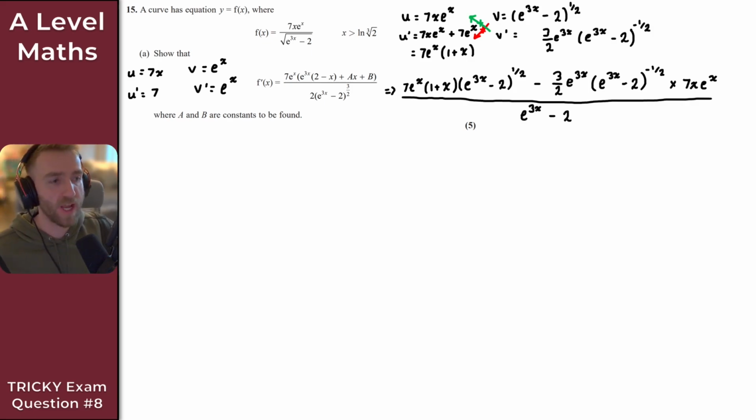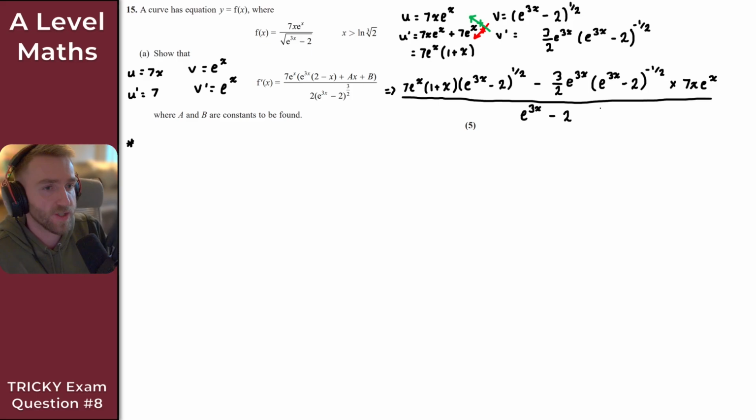And this is where strong algebra skills are now required, because I've got this here, but clearly I need to manipulate this to obtain this form here. So where do I go from here then? What I'm now going to do, and I'll do that over on this side, is start by times-ing both the top and bottom of my derivative by e to the 3x minus 2 to the power of 1 over 2. The reason for that is because I want to get rid of this here, right?